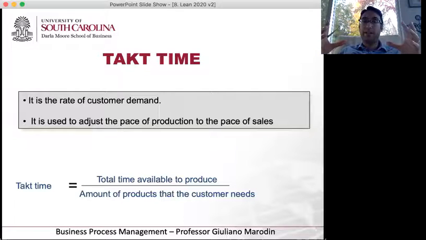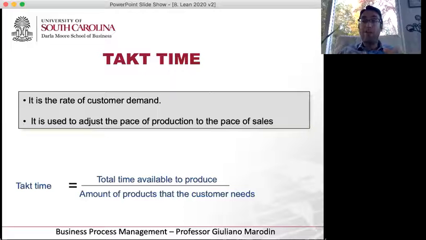So in music, if you play an instrument, there is a thing that marks the pace, and it goes like this: click, click, click, click. I think it's a metronome or something like that. You can set the beats to be slower or faster, depending on the pace that you want to play your instrument. So that's the idea. That's the rate of the customer demand, okay? And I use that to plan all the resources that I'm going to have in my plant.